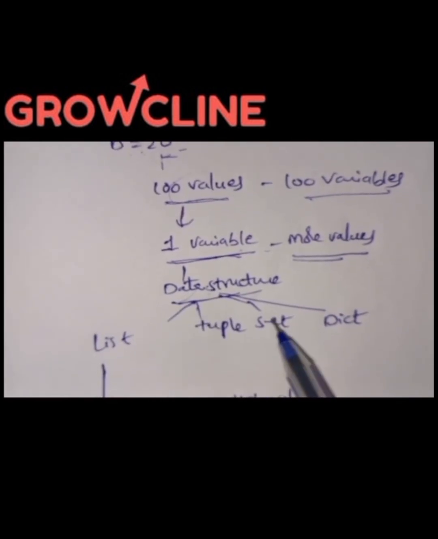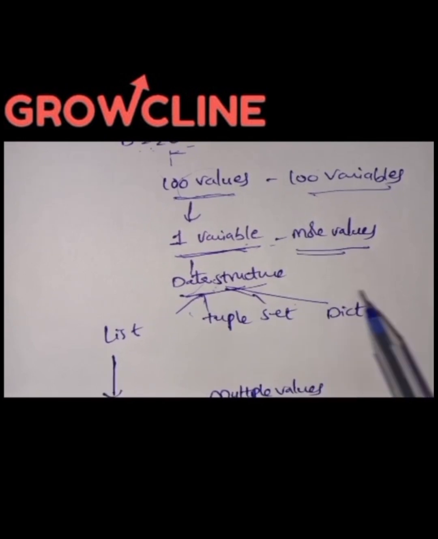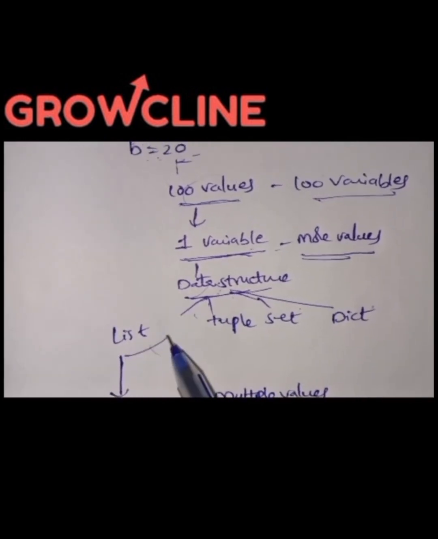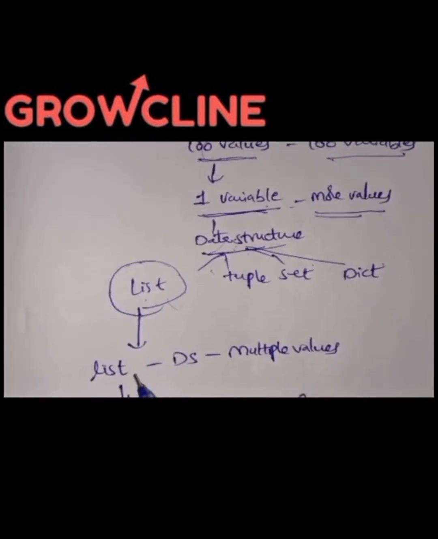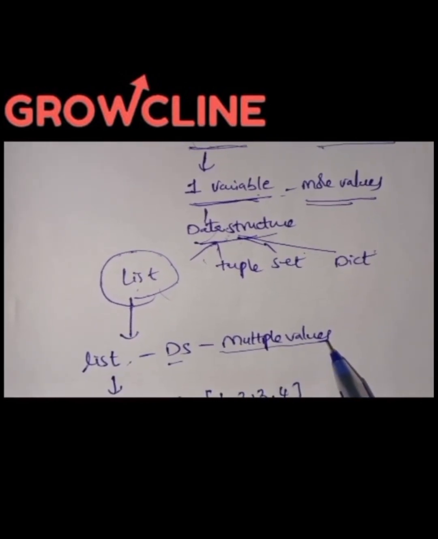There are totally four types of data structures. All these data structures, list, tuple, set, and dictionary, are capable of storing more than one value. In this video, let us discuss the list data structure. Let us see the definition of list. List is a data structure which is capable of storing multiple values.